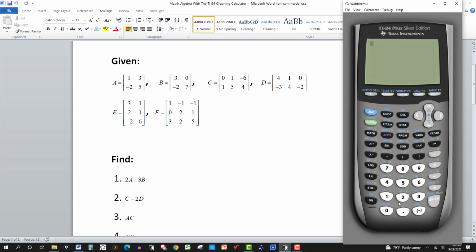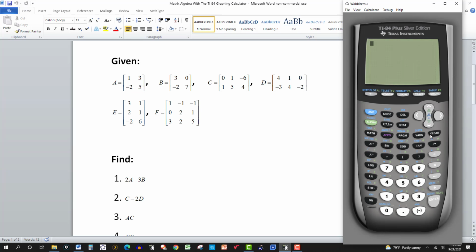Clear this. For number 2, matrix C minus 2 times matrix D. Go to the matrix menu. You want C, that's number 3. And then it's -2 times matrix D. So second, matrix menu again. Access D, which is 4. We'll see -2 times matrix D. Enter. We'll get components for the 2 by 3 answer here: -8, -1, -6, 7, -3, and 8.